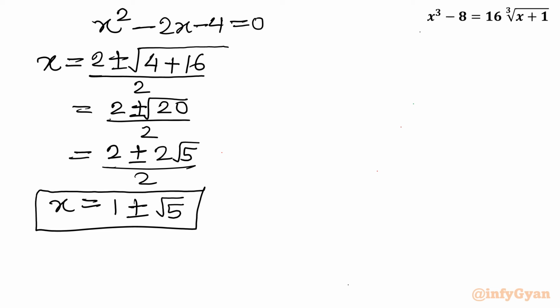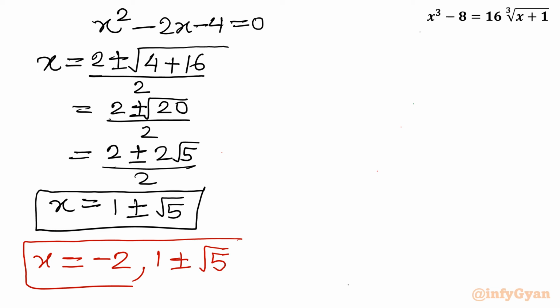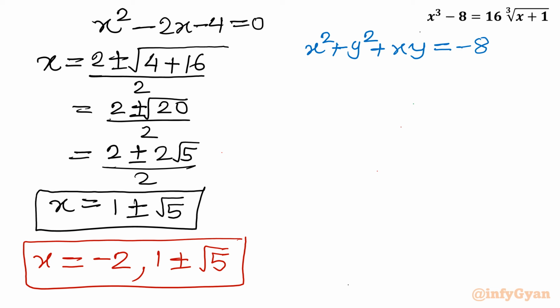So in total, let me write here. Then we will take up equation number 2. x is equal to minus 2 is the base solution, and after that, 2 real solutions, 1 plus minus square root 5. Now come to our equation number 2. So that equation was x square plus y square plus xy equal to negative 8. This was our equation number 2.